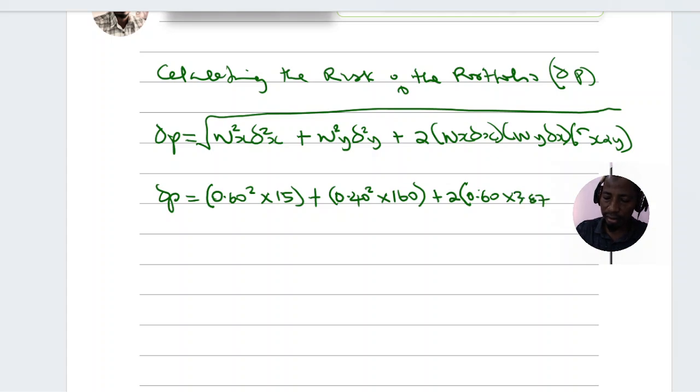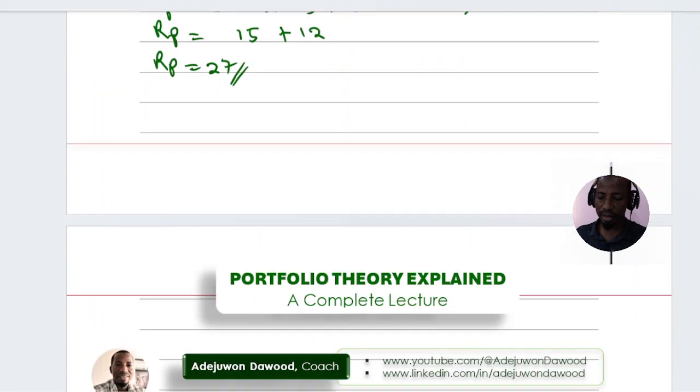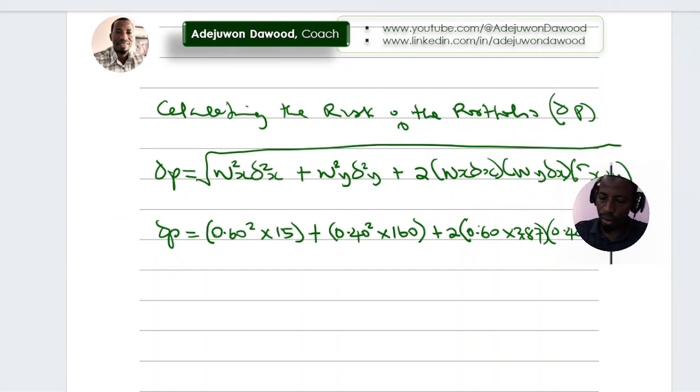3.87. Let me rewrite that. Multiply by 40% invested on Y, multiply by the standard deviation of security Y. The standard deviation of security Y is 12.65, multiplied by R, the correlation coefficient between security X and Y.